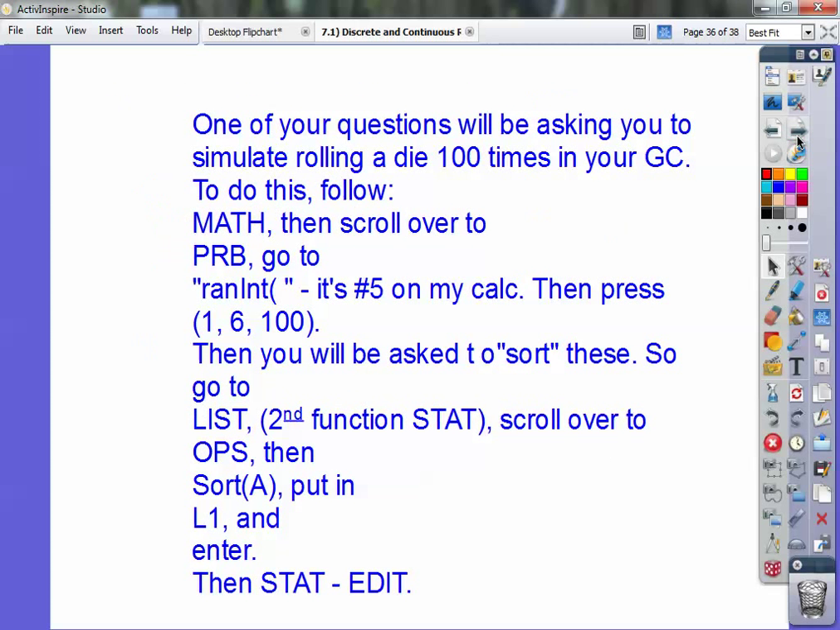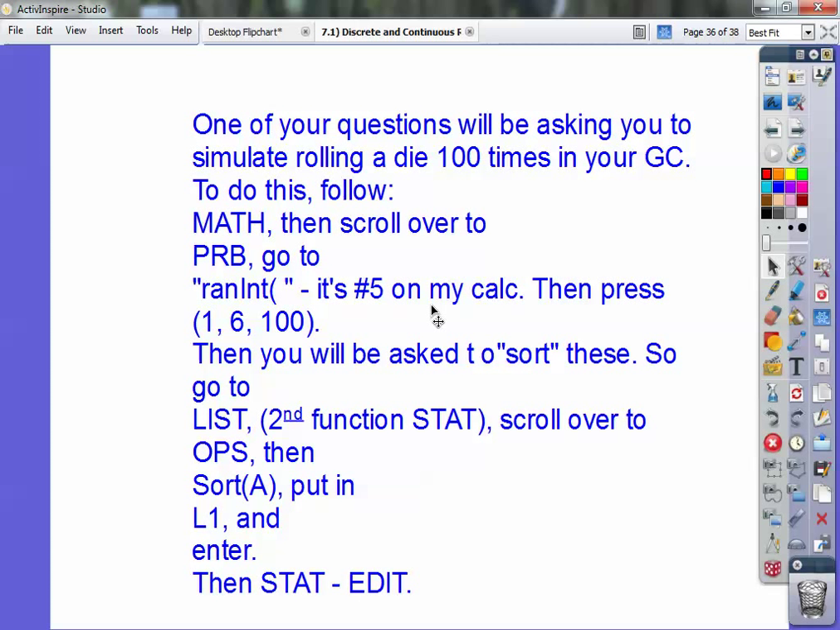Okay, all right, now I'm done with the lesson, but one of your questions is going to ask you guys to simulate rolling a die 100 times in your graphing calculator. Here's how you do this, you guys. I think it's your first one on your homework. You go to math and then scroll over to probability and look for random integer. For me it's number 5 on my calculator, but my calculators might be different than yours, but it's in math and probability.